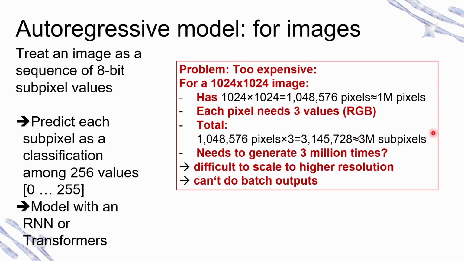That means we will have to do the generation step 3 million times just to generate a new image. Another problem is that it's really hard to scale to higher resolution, and you can't do batch outputs with this. Imagine you have to generate each and every bit of one image, and only once you finish that can you move on to the next image, so it's really slow.